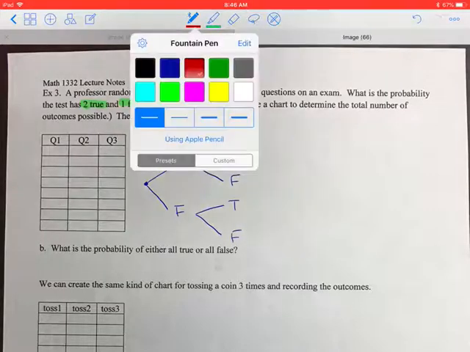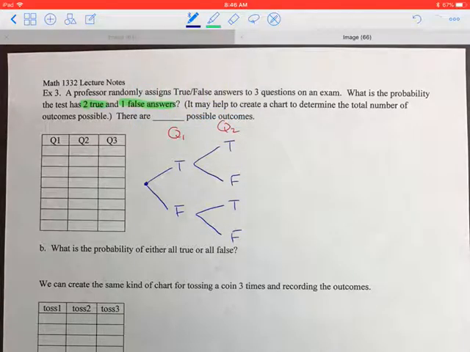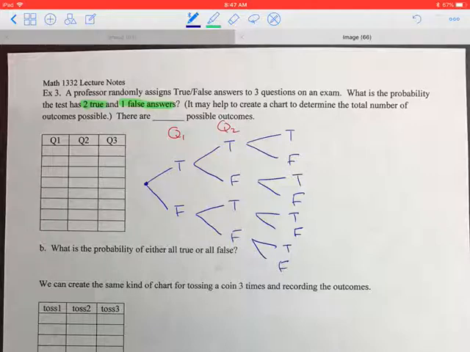So then we move on to the third question. I have to consider the outcome from each of these. So true, false, true, false, true, false. I'm kind of running out of room, and true, false.